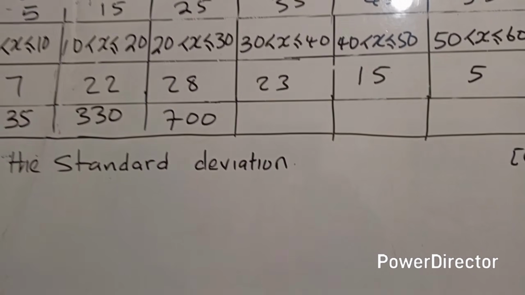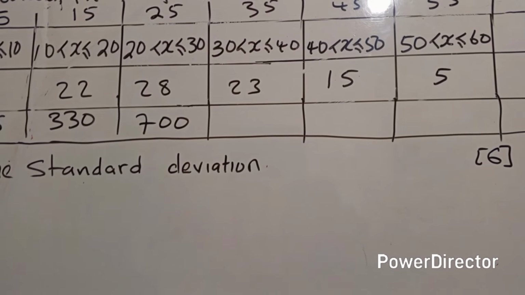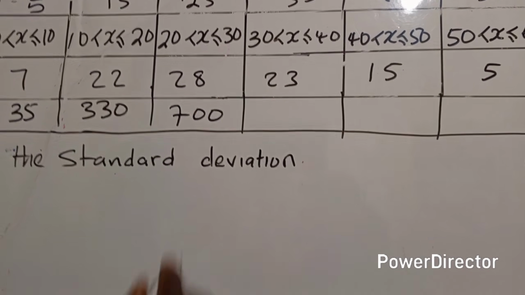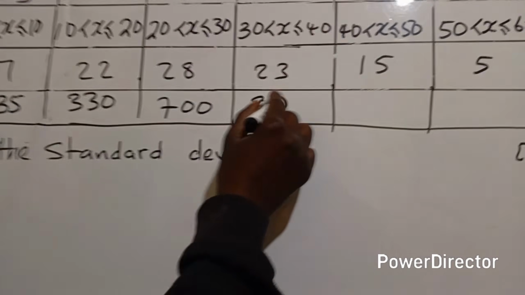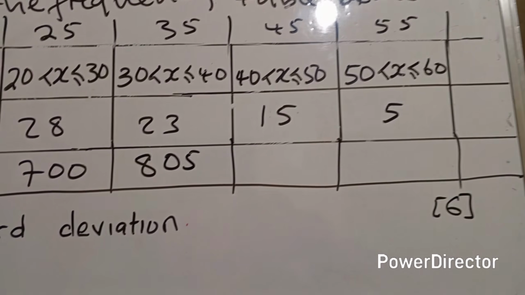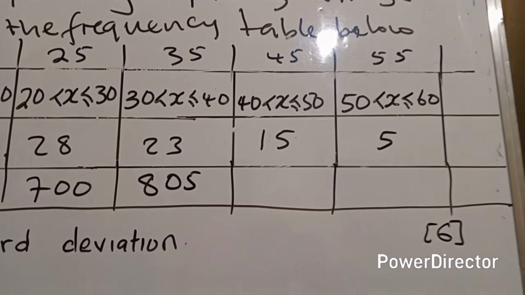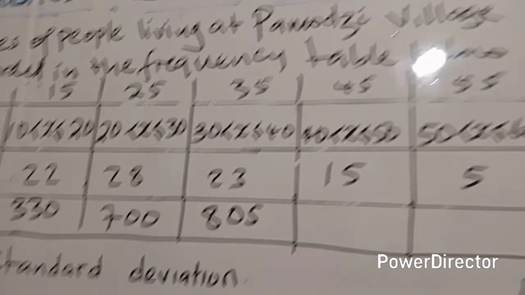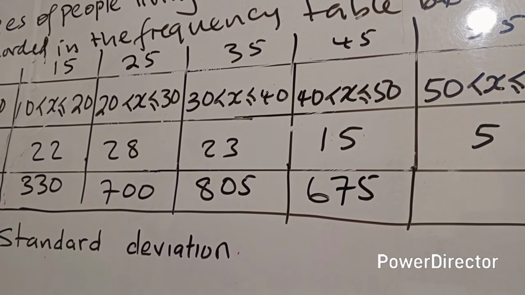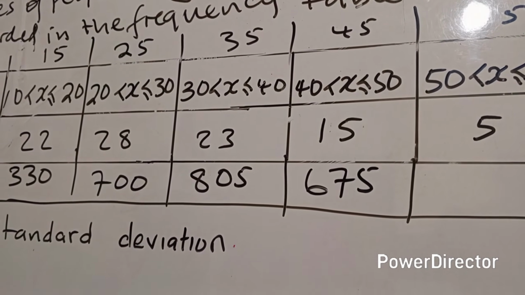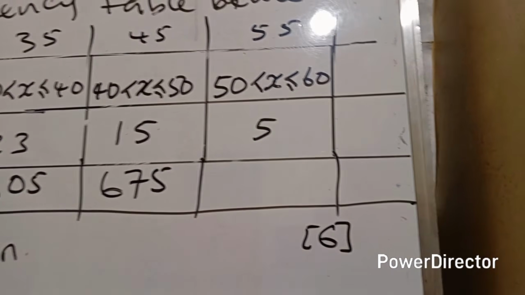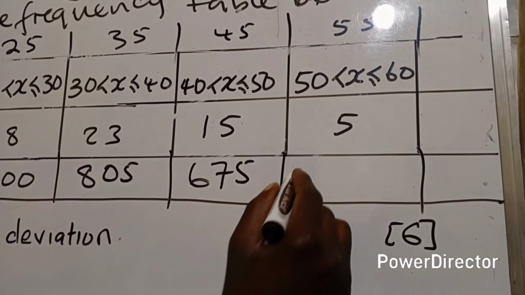Then again, you multiply 35 by 23. Of course, you get 805. Then 45, I hope you have seen 45 times 15. You get 675. Again, you get 55. This 55 times 5, you are in an exam, you get 275.